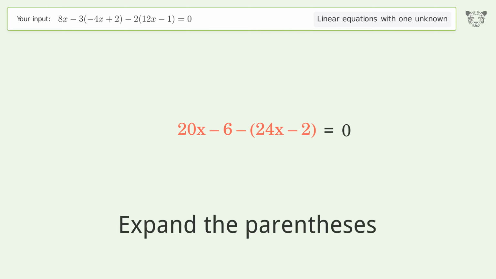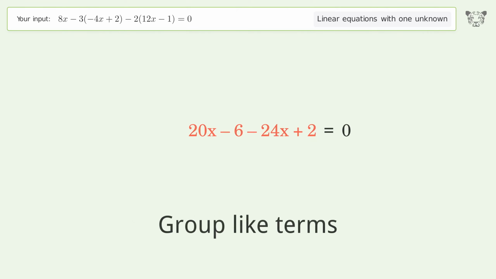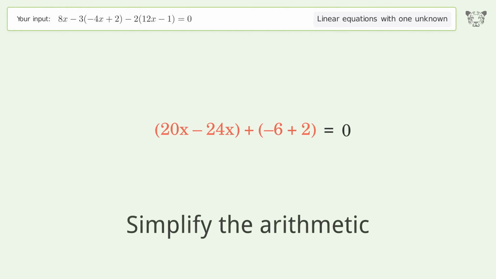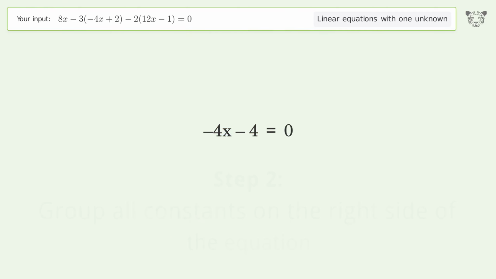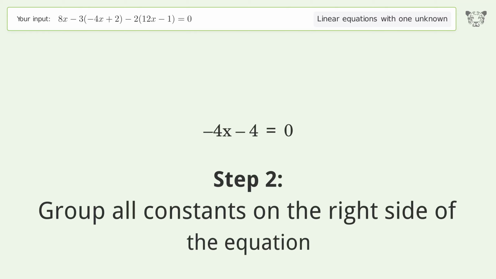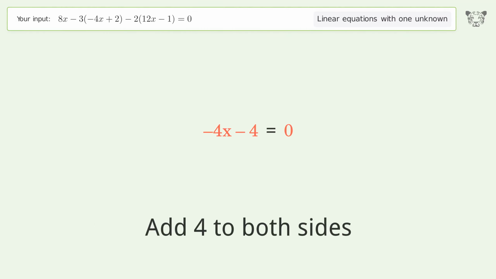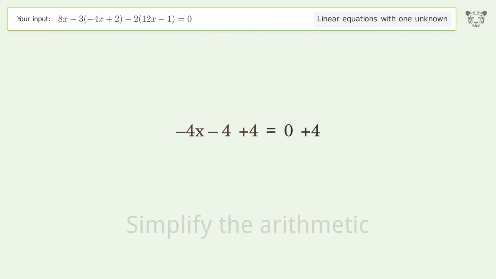Expand the parentheses. Group like terms. Simplify the arithmetic. Group all constants on the right side of the equation. Add 4 to both sides. Simplify the arithmetic.